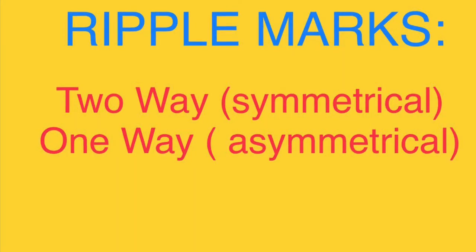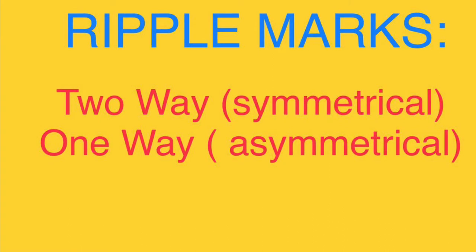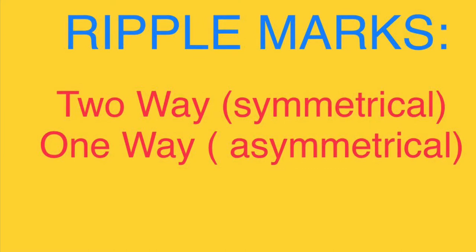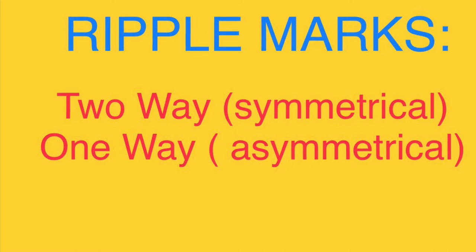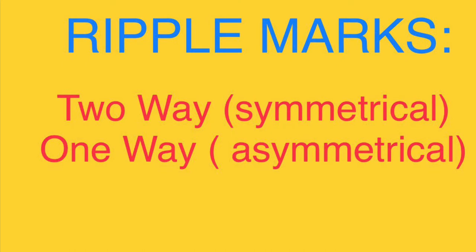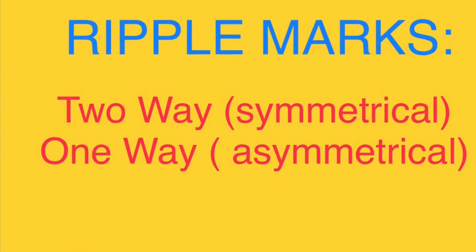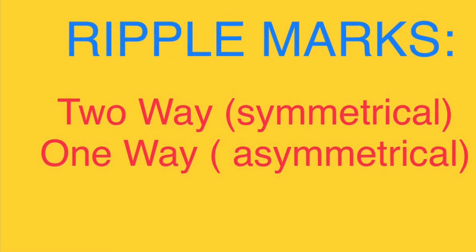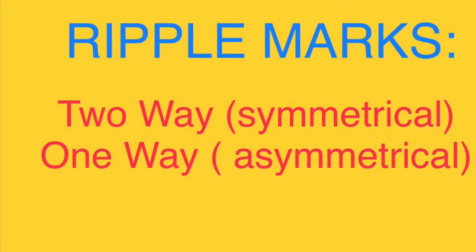Now, whether we're talking water or wind, there are two major kinds of ripple marks. First, there's the two-way or symmetrical kind of ripple mark. That's where the water flows one way for a while, and then it flows back the other way for a while, like the kind that you would find in the intertidal zone of a beach. And the other kind is the one-way or asymmetrical ripple mark, like you would find in a river where the water flows in one direction and continues to flow only in that one direction. These funky terms refer to the shape of the ripple mark.